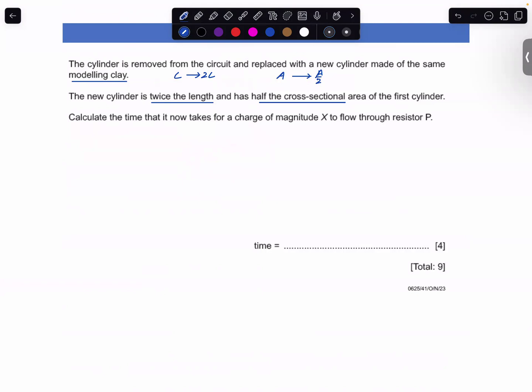Calculate the time that it now takes for the charge of magnitude x to flow through the resistor P. This question is for 4 marks. So I will use a method that helps you understand how resistance changes when we change the dimensions of the cylinder. I think you know well that resistance is directly proportional to length and inversely proportional to cross-sectional area. If I join these two, I get R is directly proportional to L upon A, and this proportionality sign is removed with a constant, and that constant is resistivity. So R will be equal to resistivity times length over A.